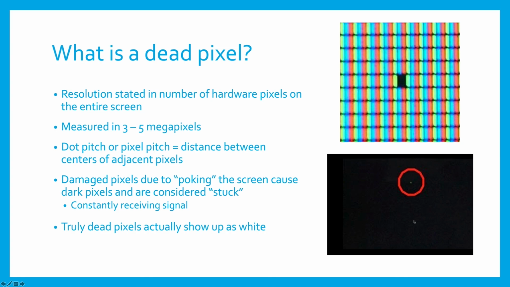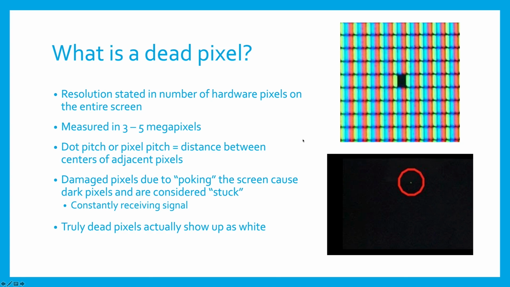What is a dead pixel? And so the book talks a little bit about that. So resolution is stated in the number of hardware pixels on the entire screen. So for an LCD screen, the pixels are actually embedded in the screen itself.